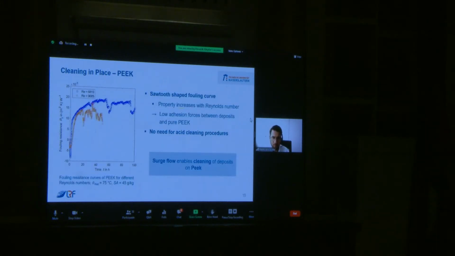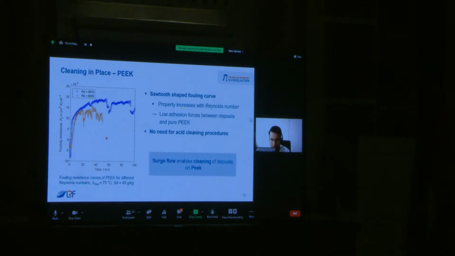And pure PEEK has proven to be a very suitable material for cleaning in place, which can probably be attributed to its smooth surface. This is because an increase in the shear forces caused by the fluid alone results in the removal of fouling layers. We see here a variation of Reynolds number, so the volume flow, and with higher Reynolds number, we get the self-cleaning effect, so parts of the fouling layer detach again. So consequently, a surge flow alone could lead to a complete cleaning of the surface.